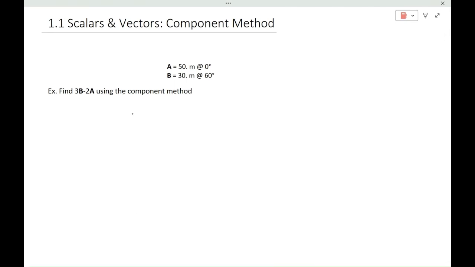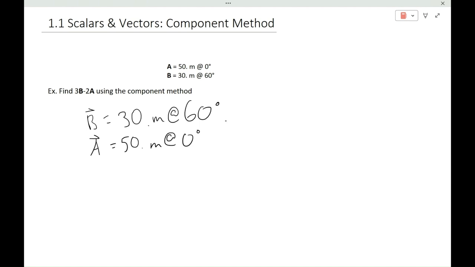Today we're going to go over how to do the component method for scalars and vectors. It says find 3b minus 2a using the component method. So first we would have to write b vector equals 30 meters at 60 degrees, and then a vector equals 50 meters at 0 degrees. Then we just multiply by 3 and negative 2.